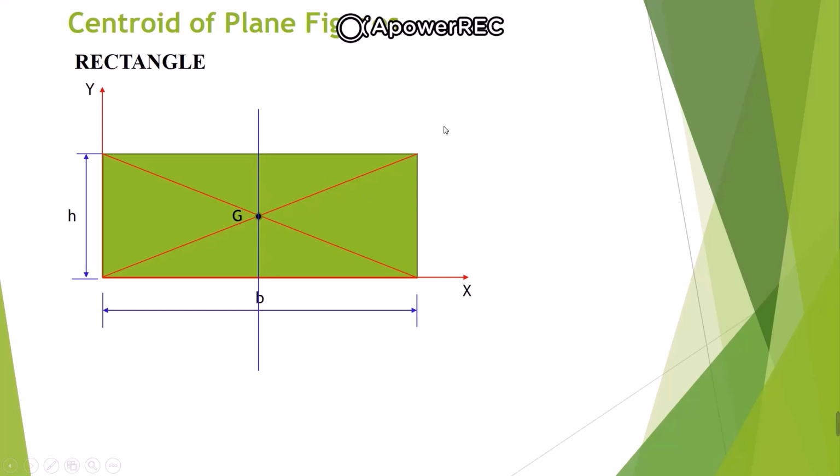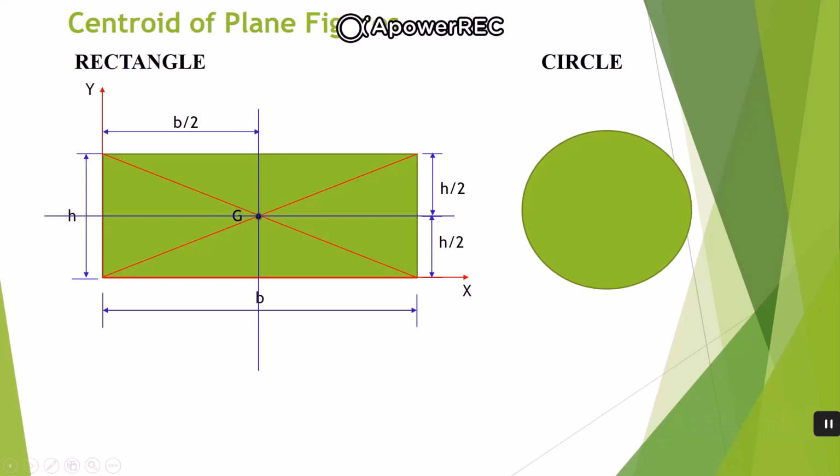Now you draw a horizontal line passing through the center of the rectangular section. Again, you can see that the section is symmetrical about this line also. That means CG lies somewhere on this line. So there is only one point where these two conditions are satisfied, that is the intersection of these two lines. That point is denoted by capital G, which represents the centroid of this rectangular section, and that G will be at a distance of b by 2 from the y-axis and h by 2 from the top, or h by 2 from the x-axis.